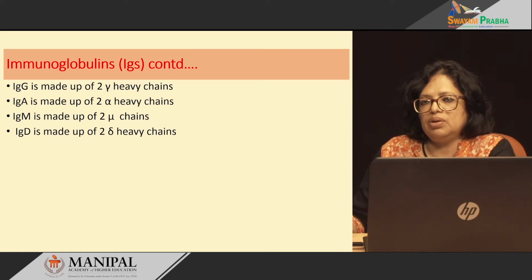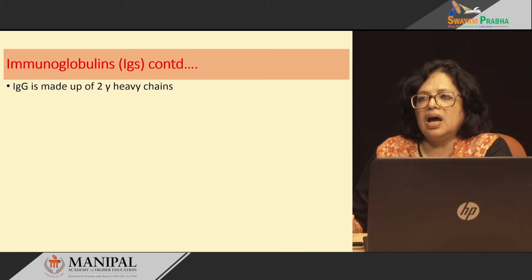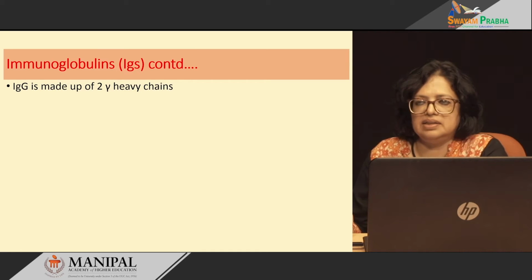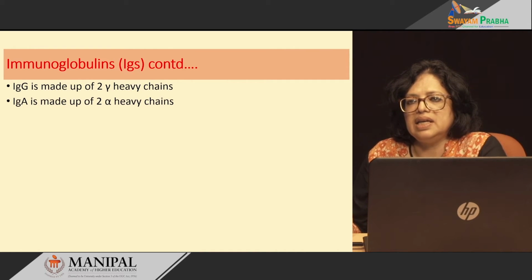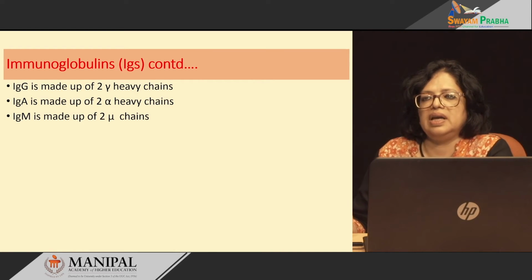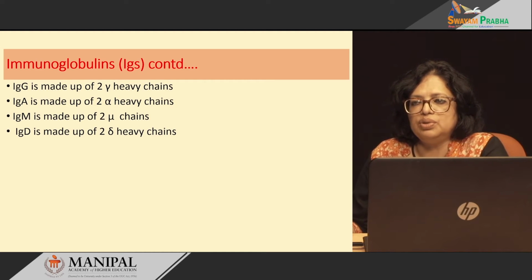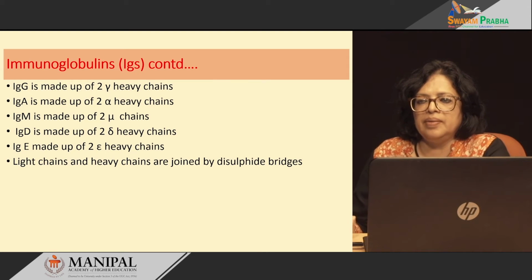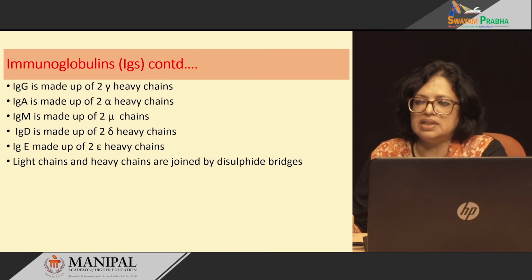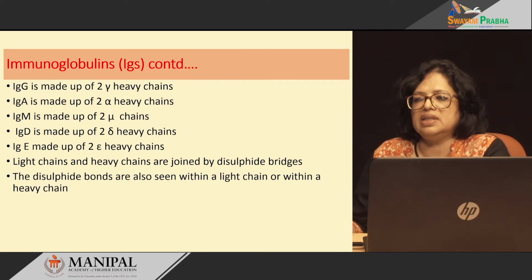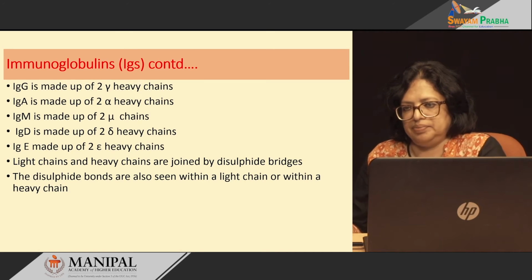So, the 5 immunoglobulin types are IgG, made up of 2 gamma heavy chains. Gamma is a Greek letter represented like that. IgA has 2 alpha heavy chains, IgM 2 mu heavy chains, IgD is made up of 2 delta heavy chains, and IgE is made up of 2 epsilon heavy chains. The light chains and heavy chains, as I mentioned earlier, are joined by disulfide bridges. The disulfide bonds are also seen within the light chain and within a heavy chain.